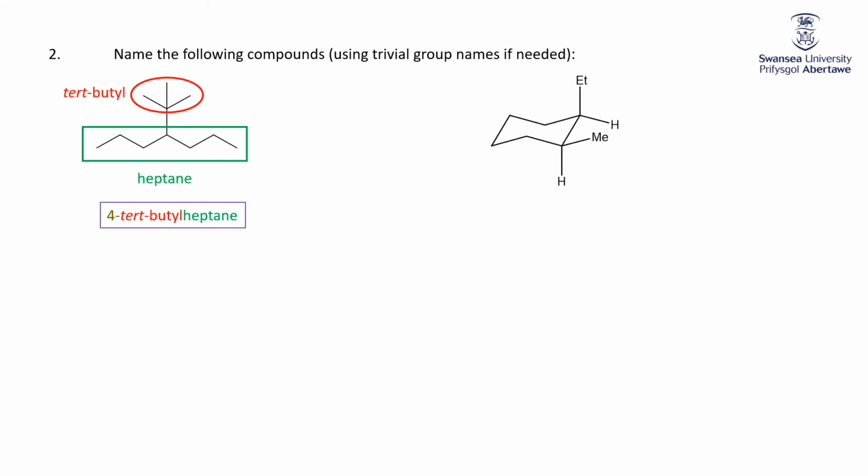Now we'll look at this cyclohexane here. So again, biggest ring is obviously this 6-membered ring, the cyclohexane. I kind of gave that away, didn't I? We've still got an ethyl and a methyl group. So this ethyl, let's say this is on carbon 1, which makes the methyl on carbon 2.